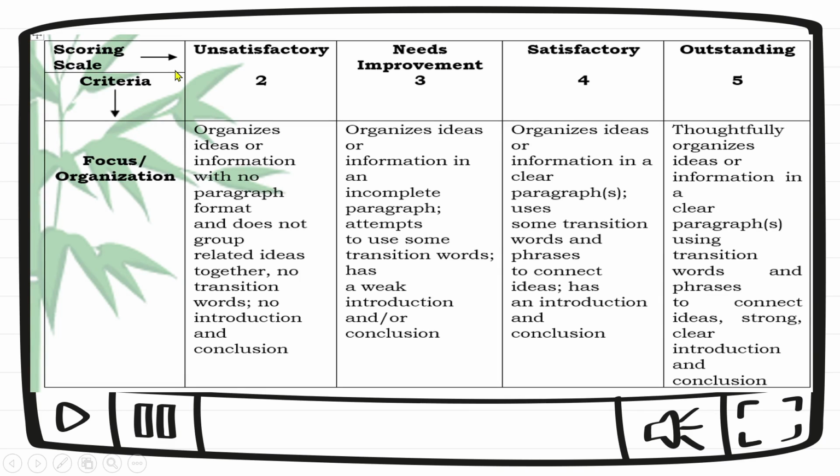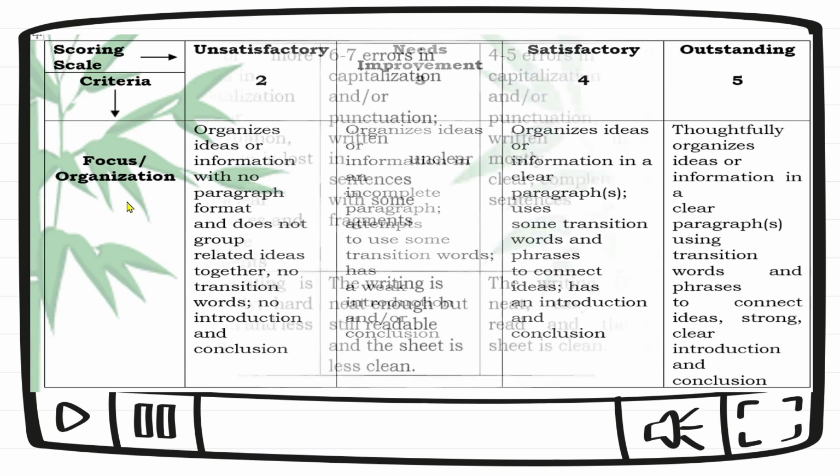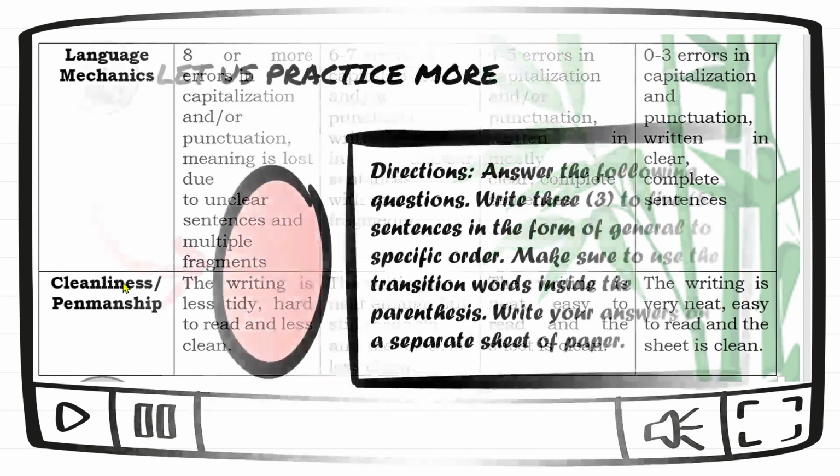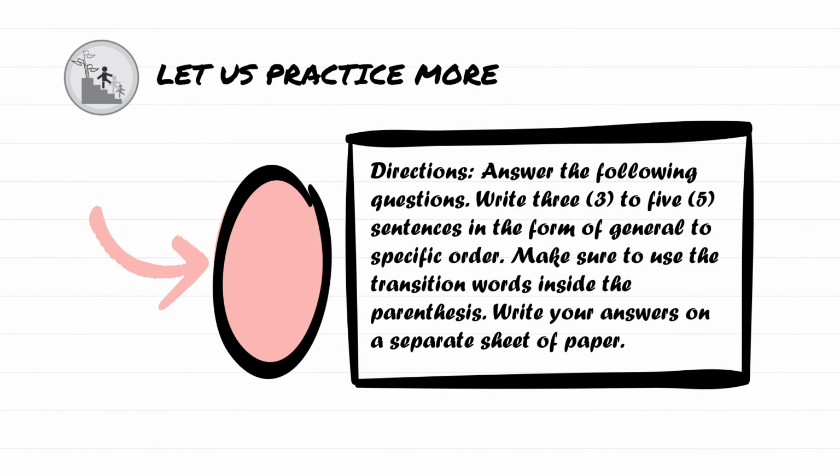For the scoring scale, we have unsatisfactory, needs improvement, satisfactory, and outstanding. You can also see the corresponding points. And of course, we have this criteria: focus, language mechanics, and cleanliness or penmanship. Those are the things that should be considered in writing. Okay, and of course, let us practice more.